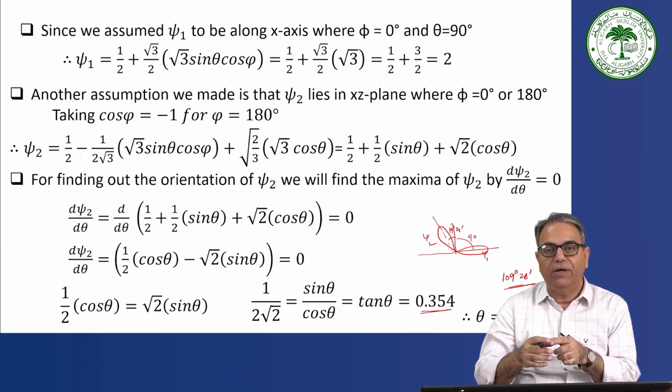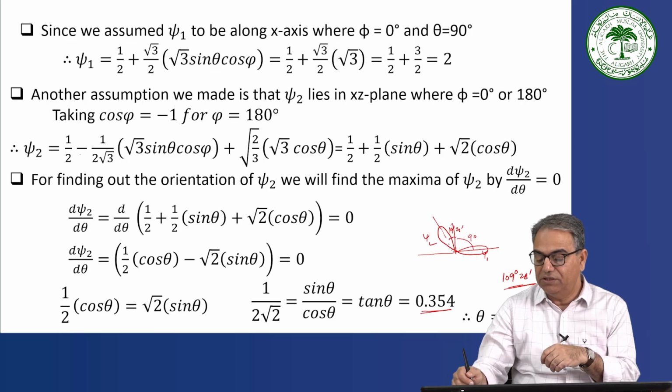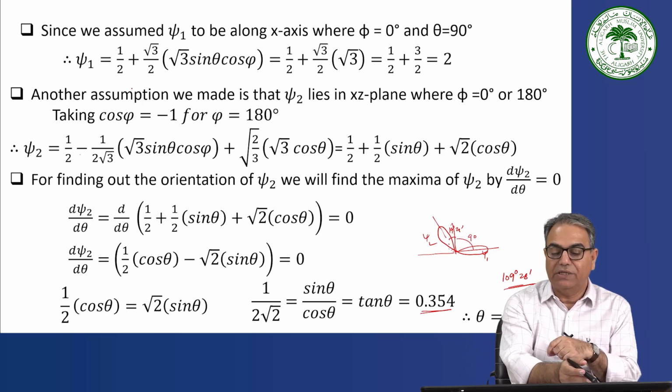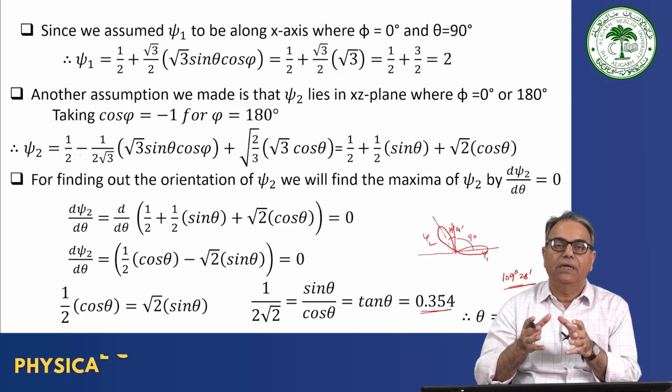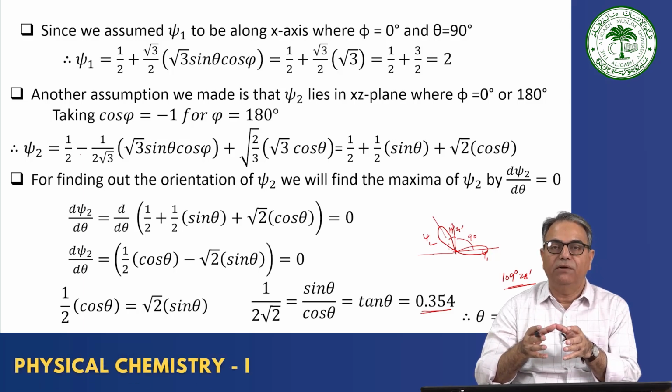You can also find the actual values of psi 1, psi 2 and psi 3 by putting in these values of 109 degree 28 minutes. If you put the value of theta 19 degree 28 minutes in your psi 1 function and your psi 2 function, then you will get a value equal to 2 for psi 2 also. And that tells you that all the hybrid lobes which you obtain from sp3 hybridization are equivalent.